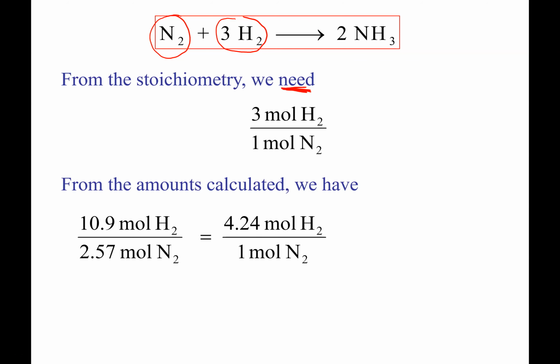And this is where I kind of chant it. I need, I have, I need, I have. I need 3, and I have 4.24. Need 3 what? We have 4.24 what? Hydrogen. Okay, moles of hydrogen. So I have more hydrogen than I need.